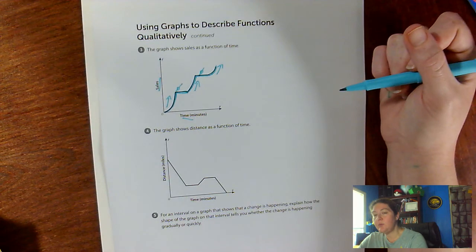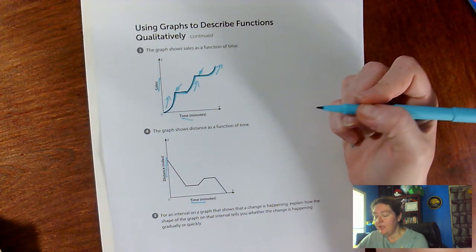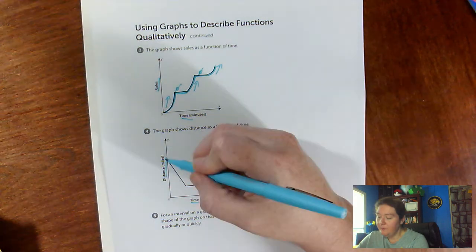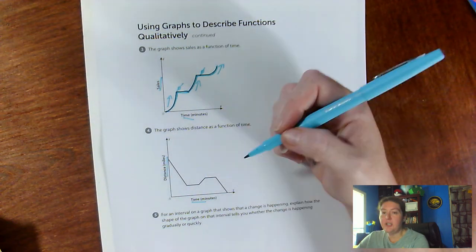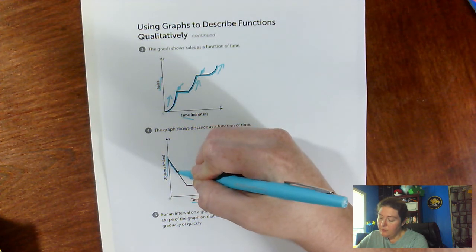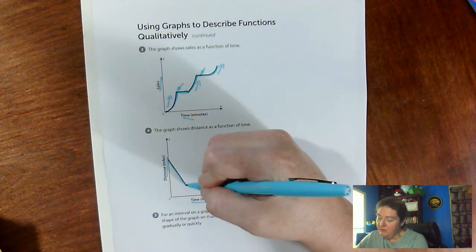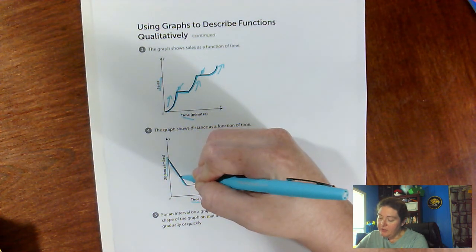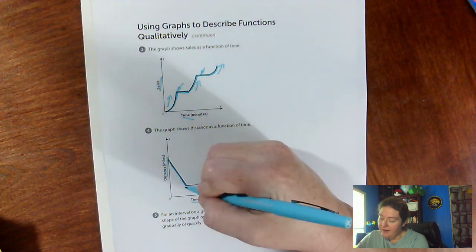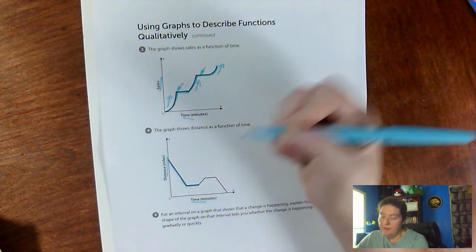This last one is talking about distance and time. Here's an example of a story. I live pretty good ways from school. So I'm driving home and I'm going a pretty decent speed. And there's a wreck on the interstate. Traffic stops. So I'm sitting still on the interstate for a little while.